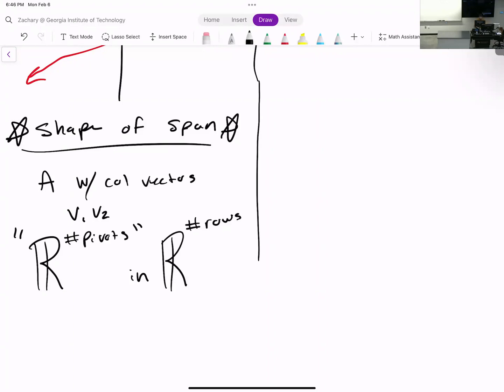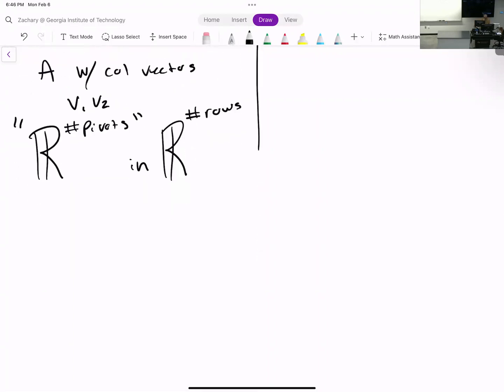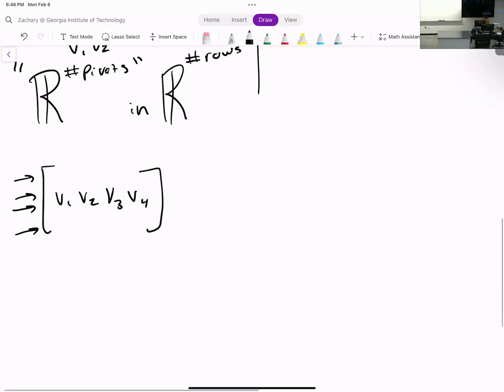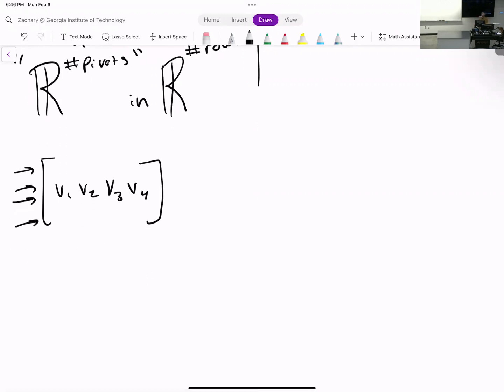So it's R to the number of rows because the way we write A is we have V1, V2, V3, V4, and each of these vectors have 1, 2, 3, however many entries. In this particular case, each vector has 4 entries, so that's where it lives. It's in R4, okay? So this is when we talk about span. You can imagine when we talk about solution set, it's the exact opposite. So we'll get there when we get there. Does that answer your question?